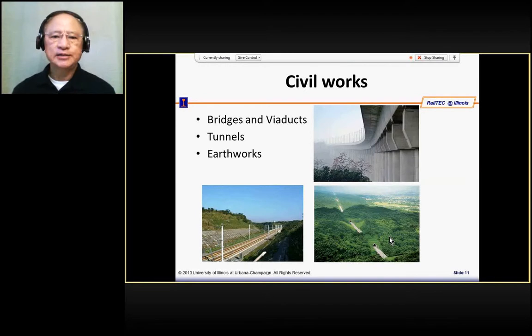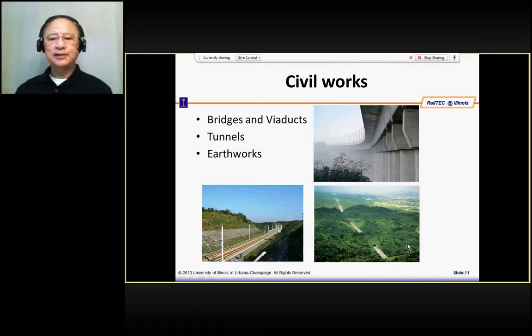Let's look at the civil work which has to be constructed. There are three types of civil work which have to be constructed to support a high-speed rail system. The common one we have seen is the earthwork, on which the track and all the power system will be built on top of it. Then there are bridges and viaducts, which support all this power system and track work on top of it.